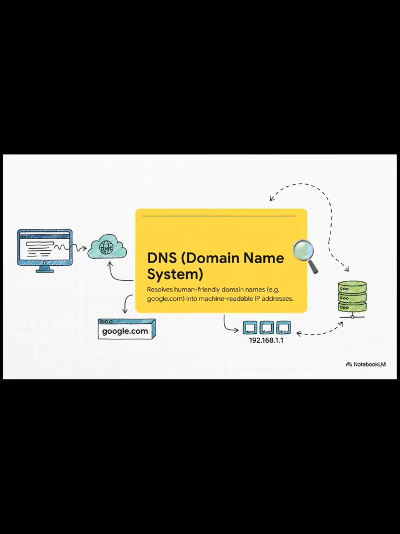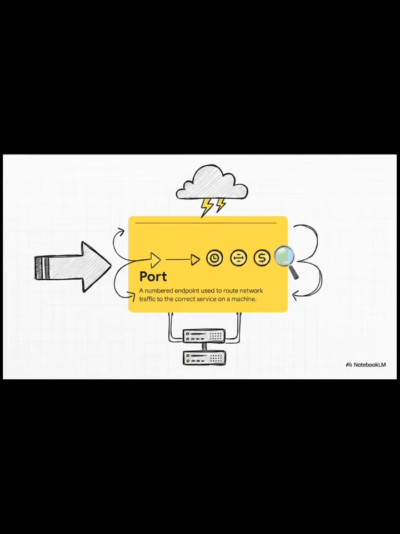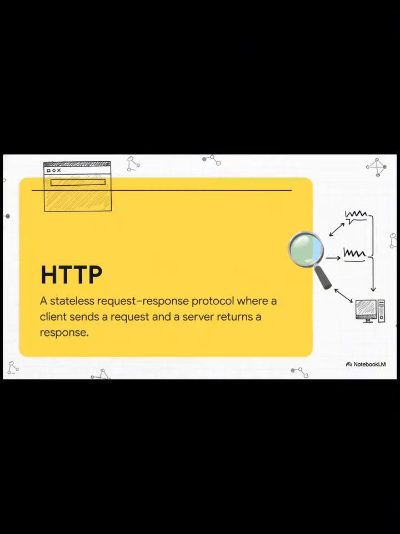First up, your browser hits the DNS, the internet's phone book, to find that server's IP address. And a port, think of it like a specific apartment number. It tells the request exactly which door to knock on. Now, what's really cool is the language they speak, HTTP. It's how they have their whole conversation.